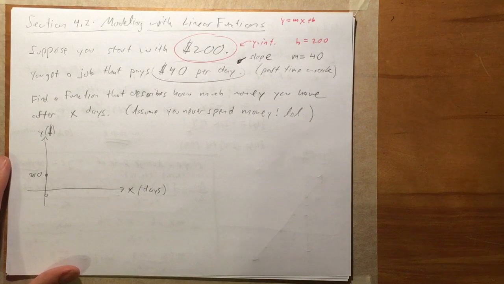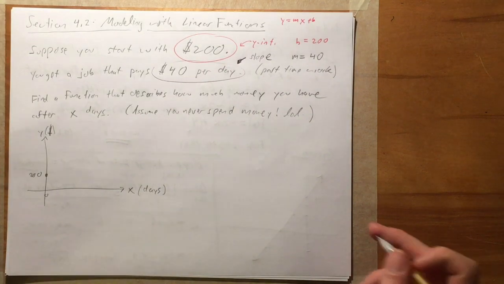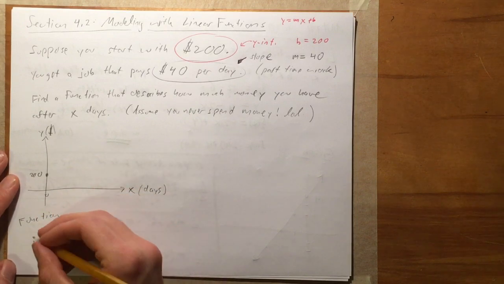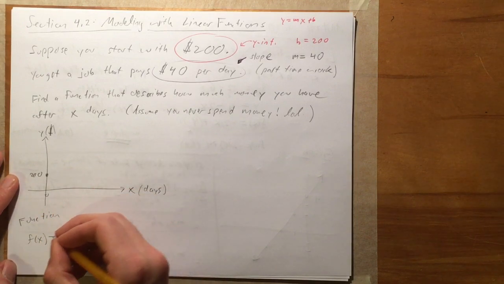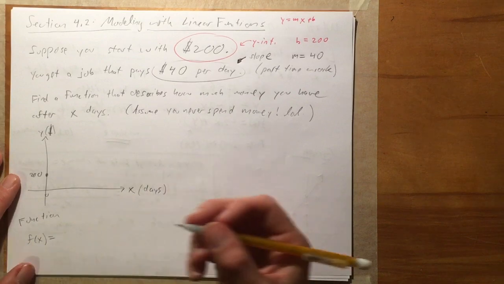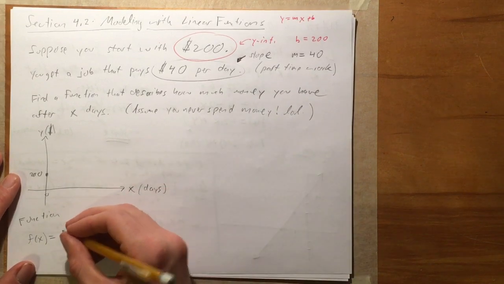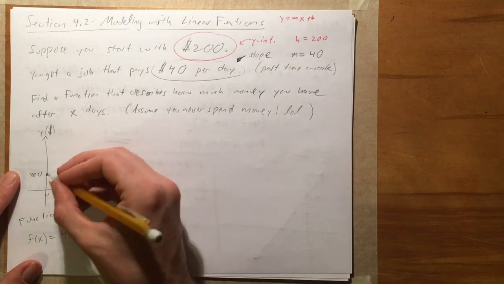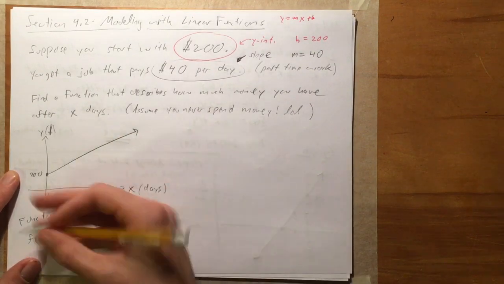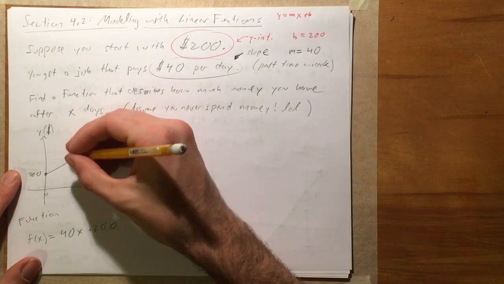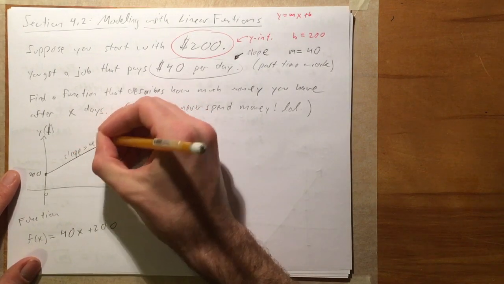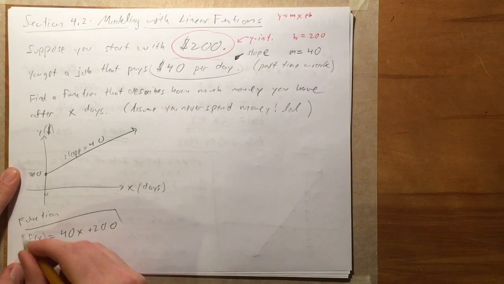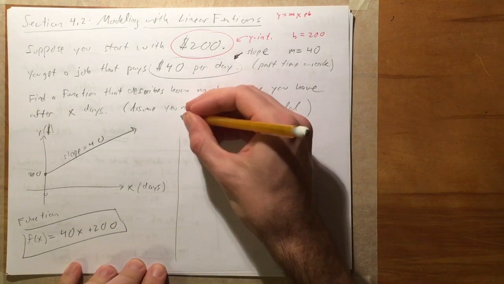So now with this information, we can put together our function. The function we're going to have is f of x equals mx plus b, which is going to be 40x plus the 200 we started with. And so the graph should look something like that, where it's increasing at some rate. Slope equals 40. Okay, so now with this function, let's answer a few questions.